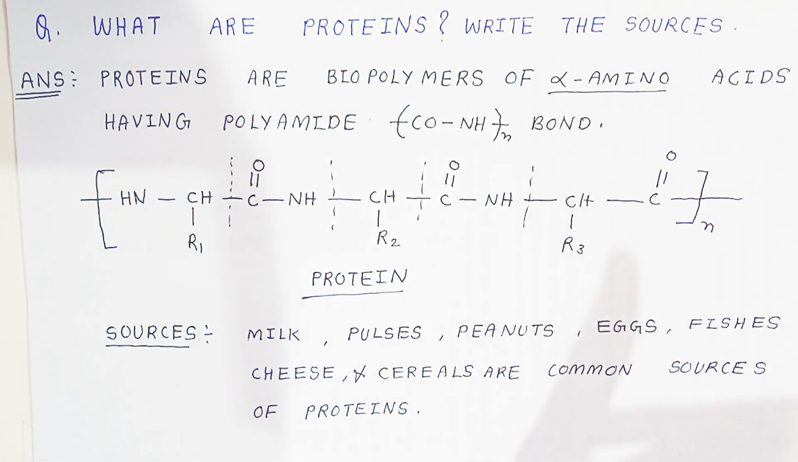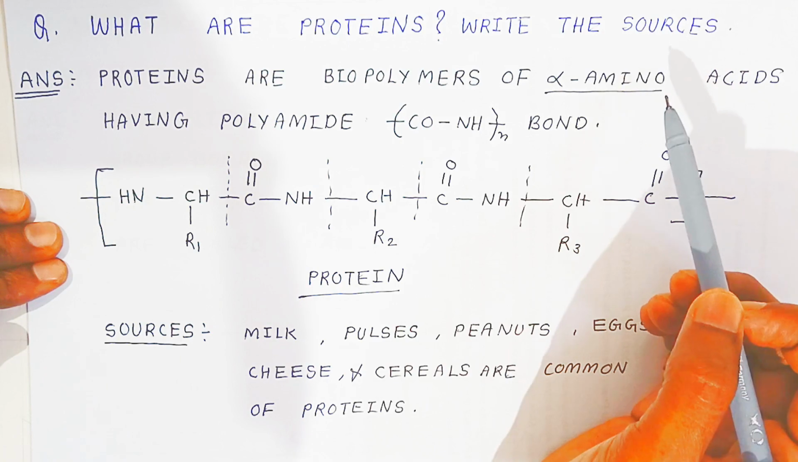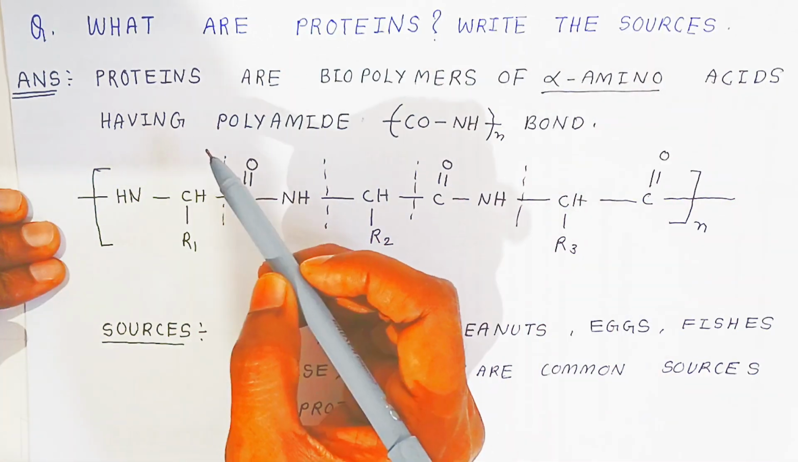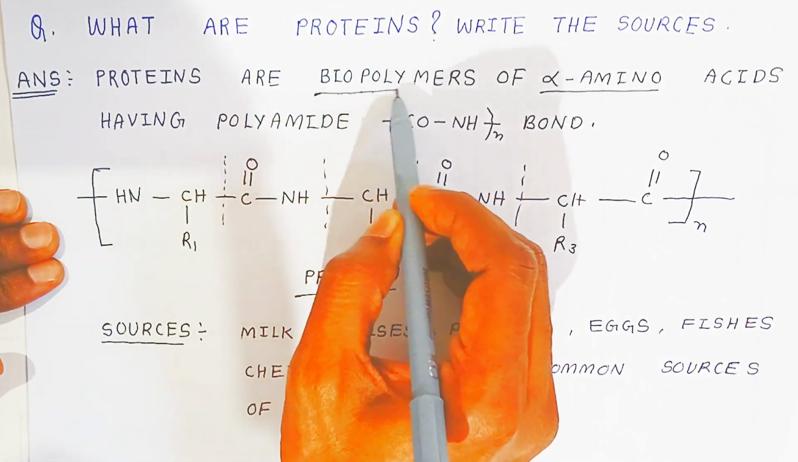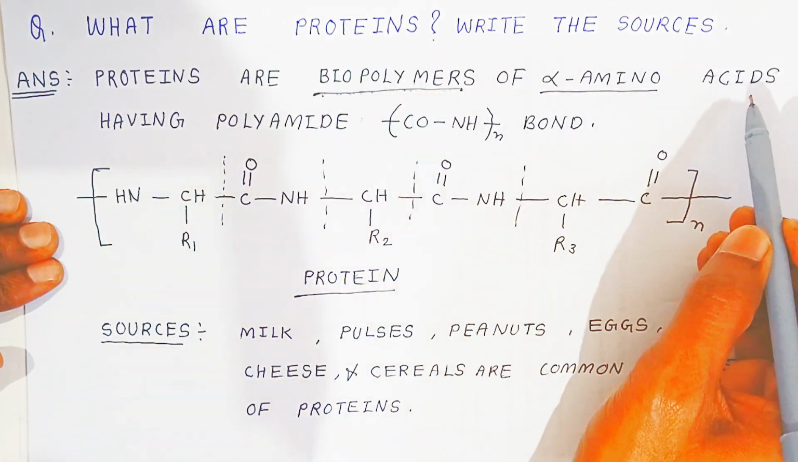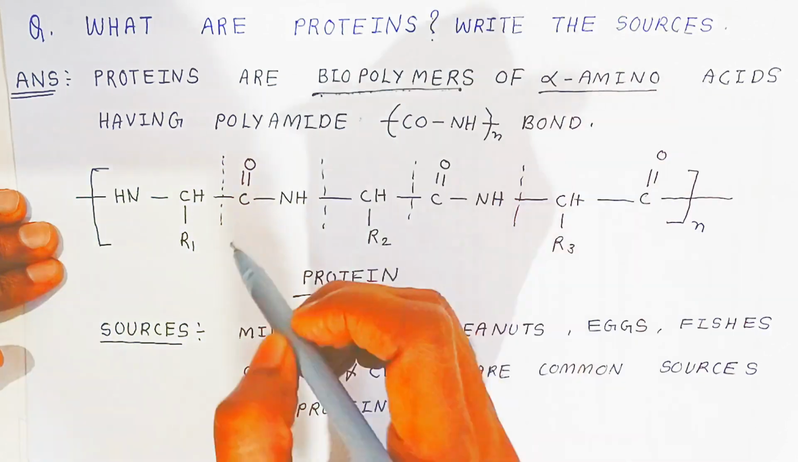In this video students we are going to see the problems. What are proteins? Question, what are proteins? Write the sources. So students, in examination for 2 marks question they may ask, you have to present the answer like this. Proteins are biopolymers of alpha amino acid having polyamide, or you can say peptide bond.